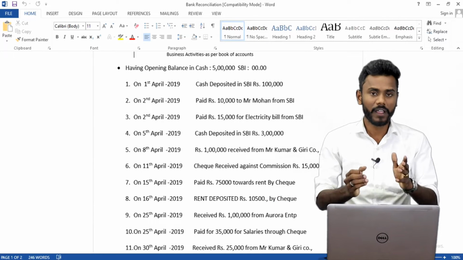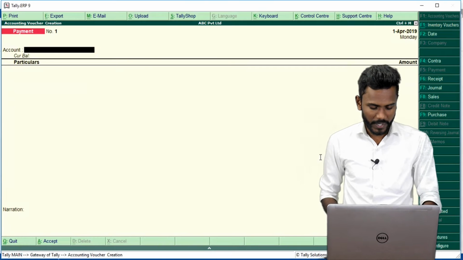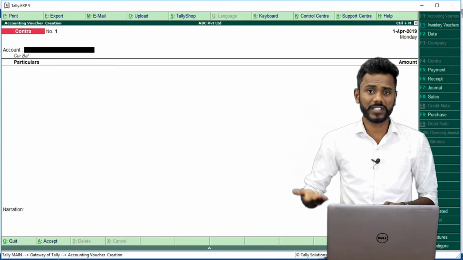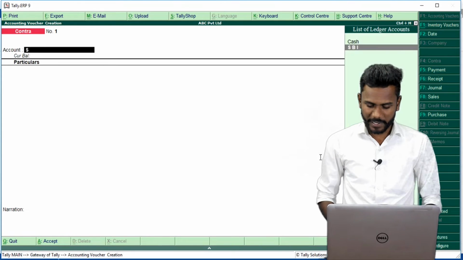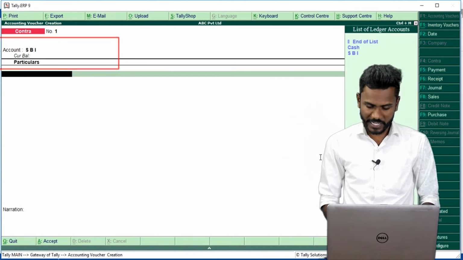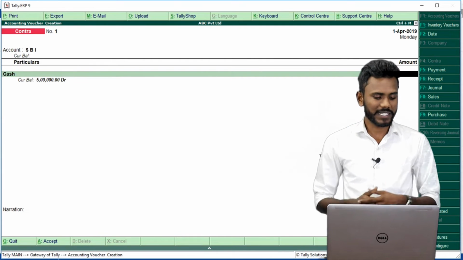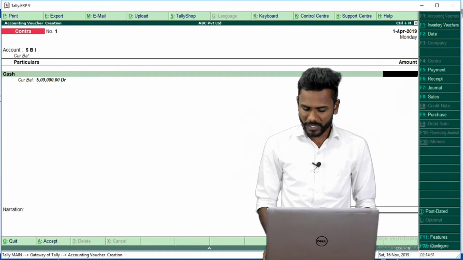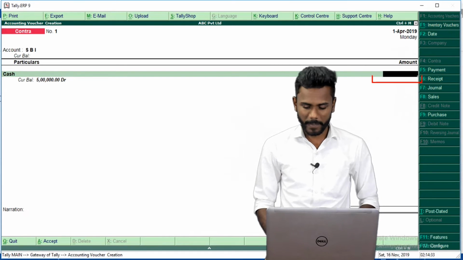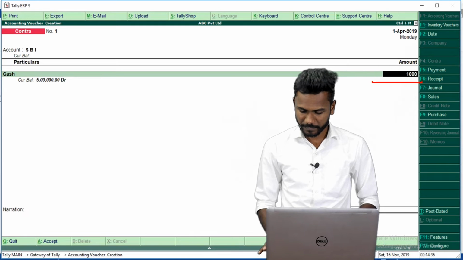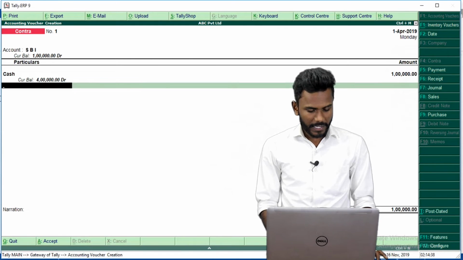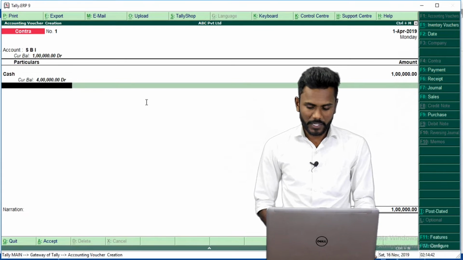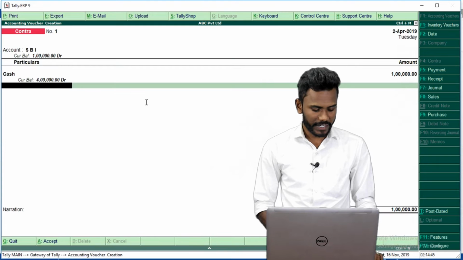So we record it on a contra voucher by pressing F4. F4 is for contra voucher. See, when you deposit cash in the bank, the bank is increasing, right? So simply select here bank, the account which is being increased, and below it select cash. Now what is the available cash balance? The available cash balance is 5 lakhs, and out of this we just deposited 1 lakh rupees in the bank. So just enter 1 lakh. Before saving the voucher, the activity is happening on 2nd April, so press F2, change the date to 2nd April, and directly save the voucher.